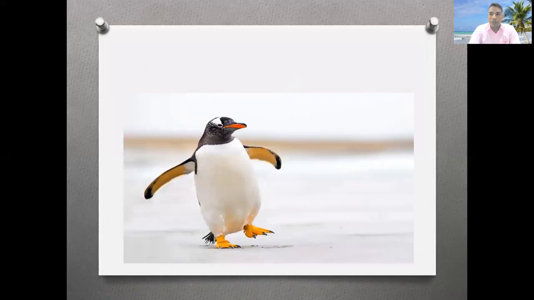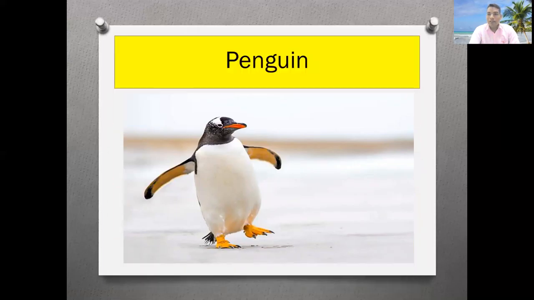Next, do you know what animal this is? This animal walks like a human. It has two legs and two arms, and you can see how it walks like a man, like a human. And what is the name of this animal? Do you know? This is the penguin, P-E-N, penguin. This is a good animal, and it usually lives near cool areas, with the sea and ice. That is the place this animal likes to live. This is a good animal.